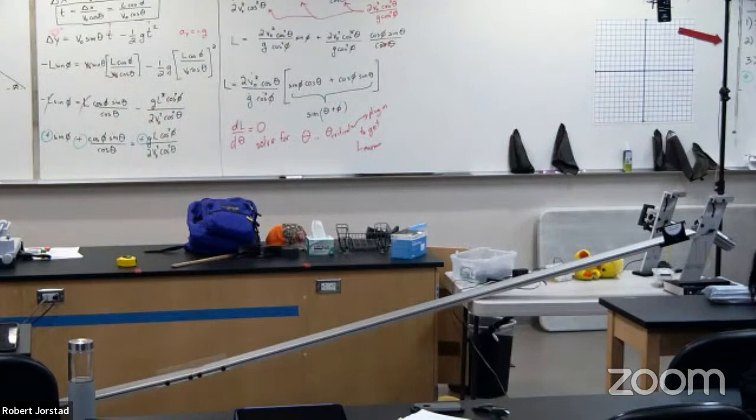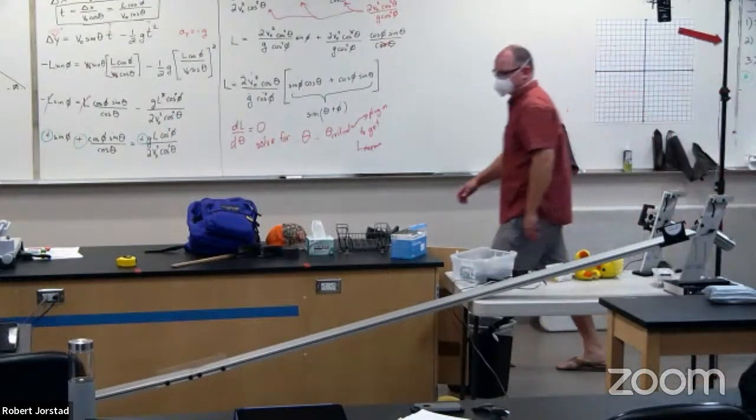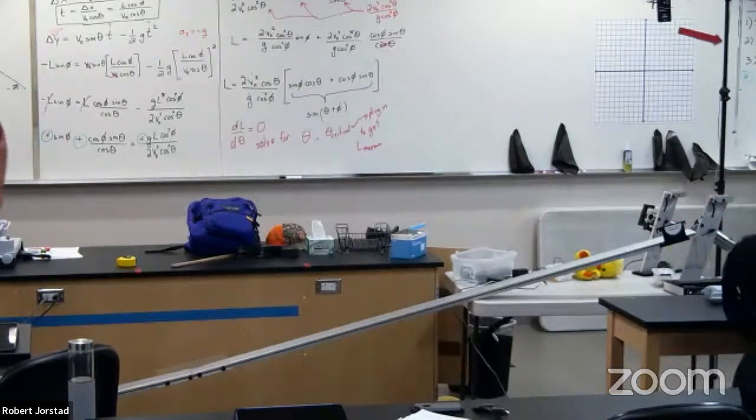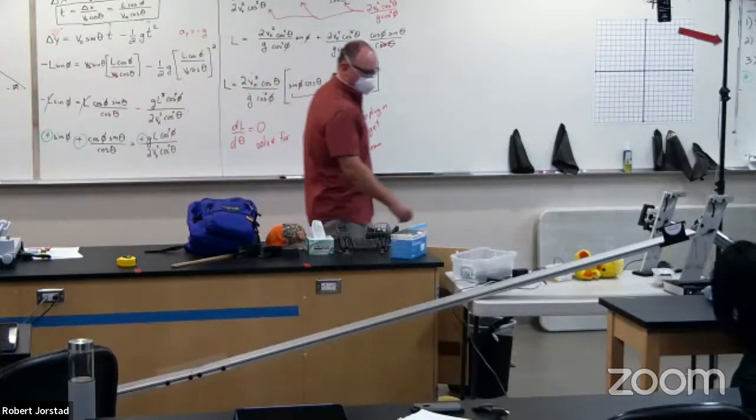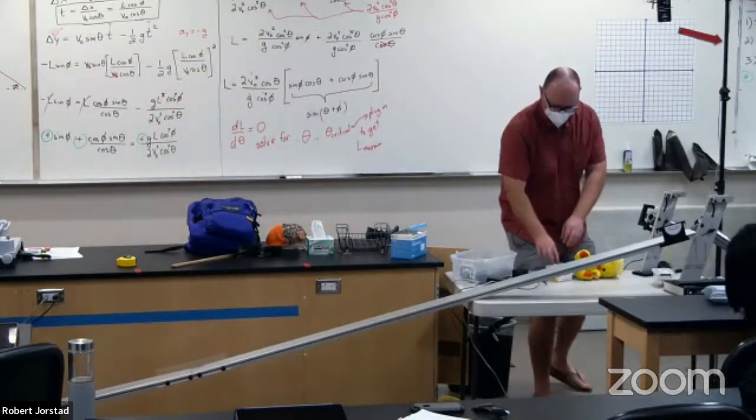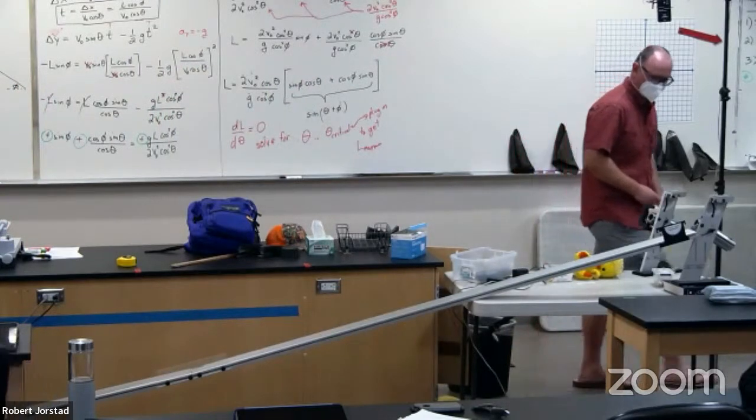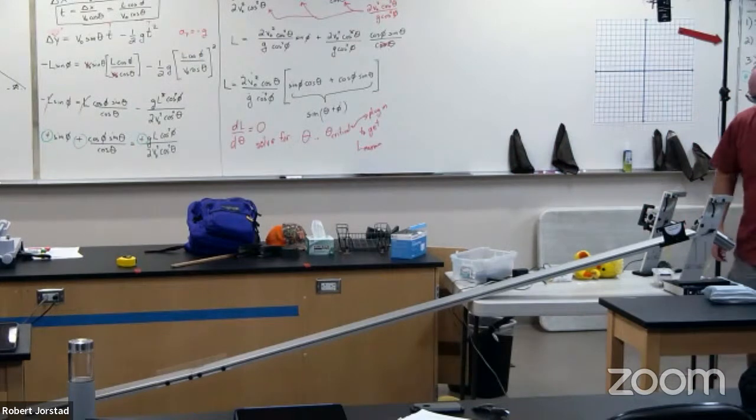Jules, can you see it all on Zoom? Thanks. All right. So what I'm going to do here is instead of launching this full speed, I'm going to launch it at a slower speed just so that it doesn't go over the edge of the ramp. So what do we got here?